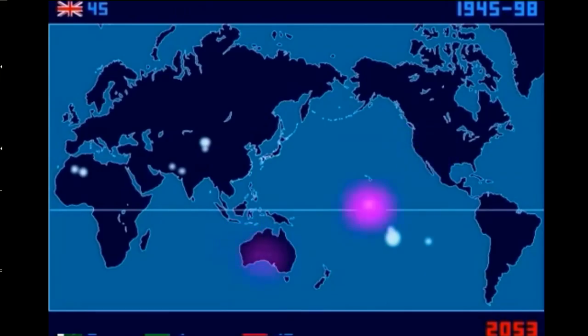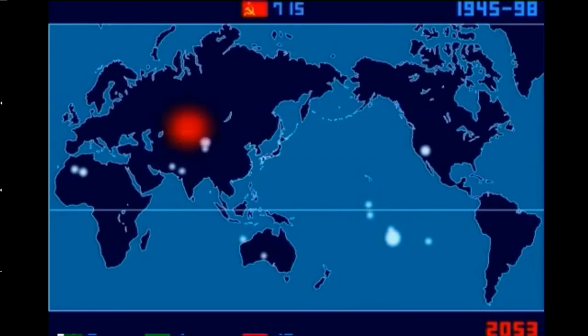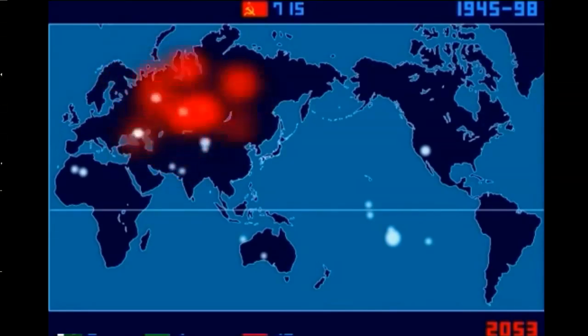You can see Great Britain detonated some in the United States. They detonated some in the Pacific and detonated some in Australia. So obviously the United States and Great Britain were in cooperation there. 715 for the Soviets. There's all 715 of them.